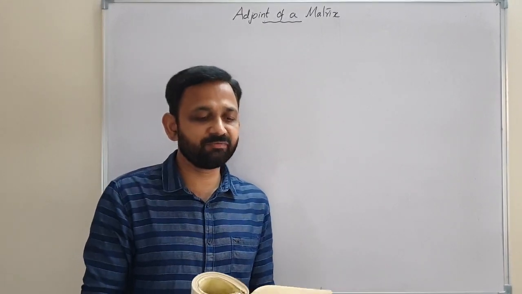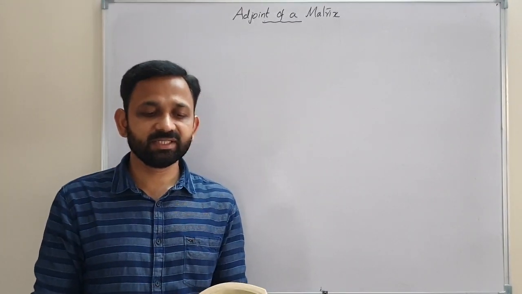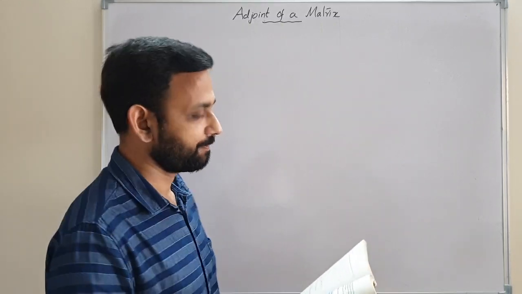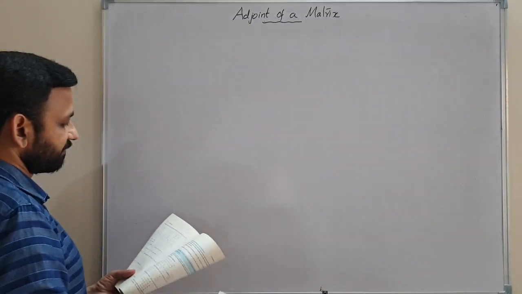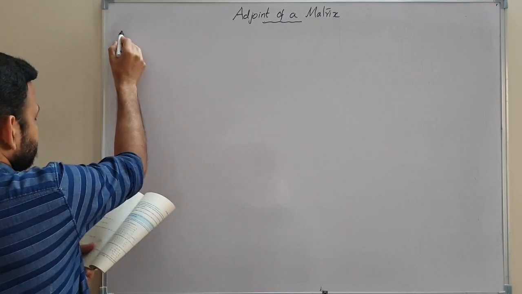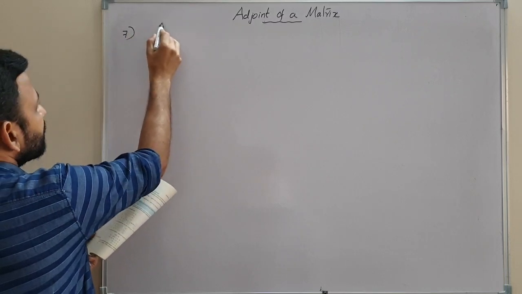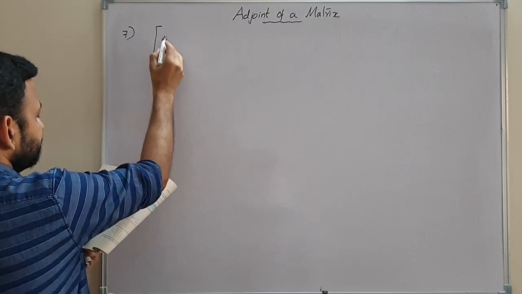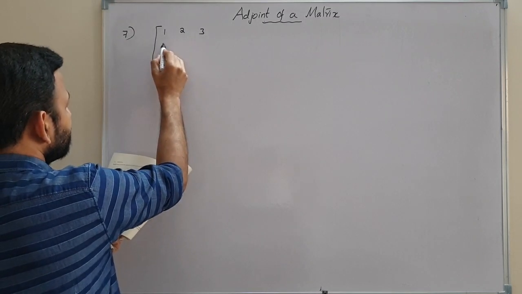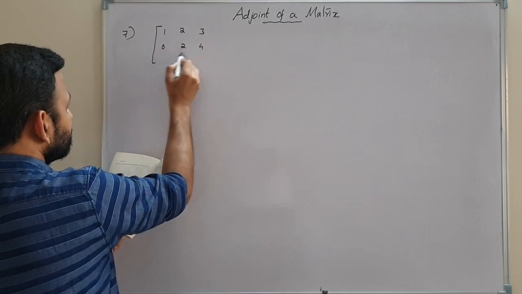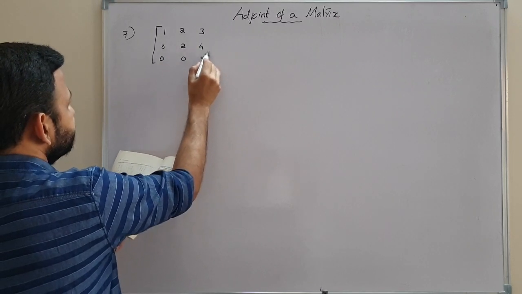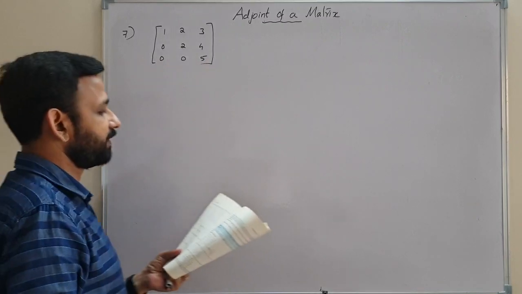Now find the inverse of each of the matrices given. So we can do one of these questions. We will do question number 7. We can find the inverse for the 7th question. The matrix is 1, 2, 3, 0, 2, 4, 0, 0, 5. So we need to find the inverse of this matrix.